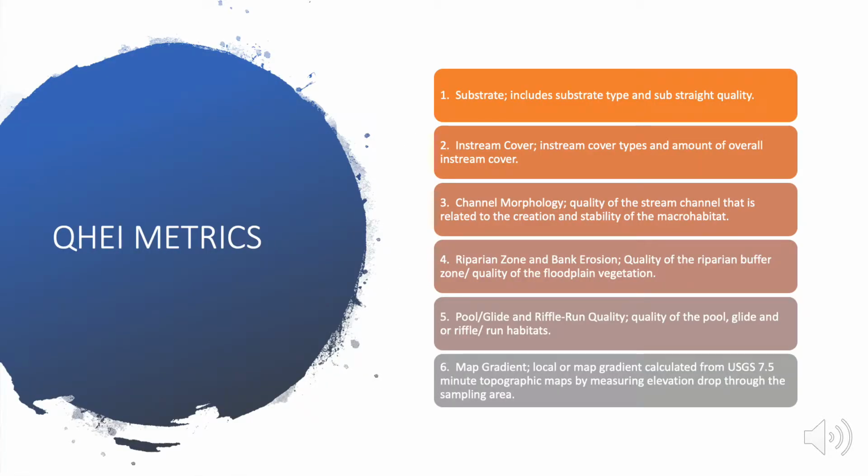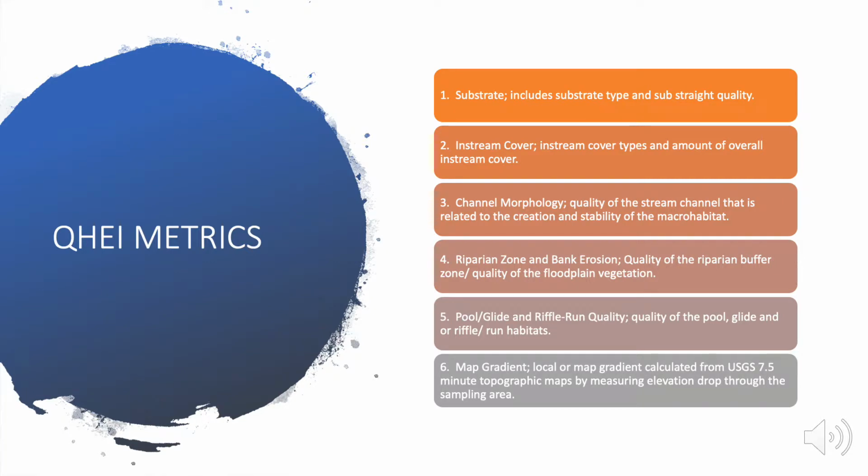More specifically, here are the 6 QHEI metrics. So the first one's substrate. This includes the substrate type and substrate quality. The second one is in-stream cover. In-stream cover is the types and amount of overall in-stream cover. Channel morphology is number 3. Quality of the stream channel that is related to the creation and stability of the macrohabitat.